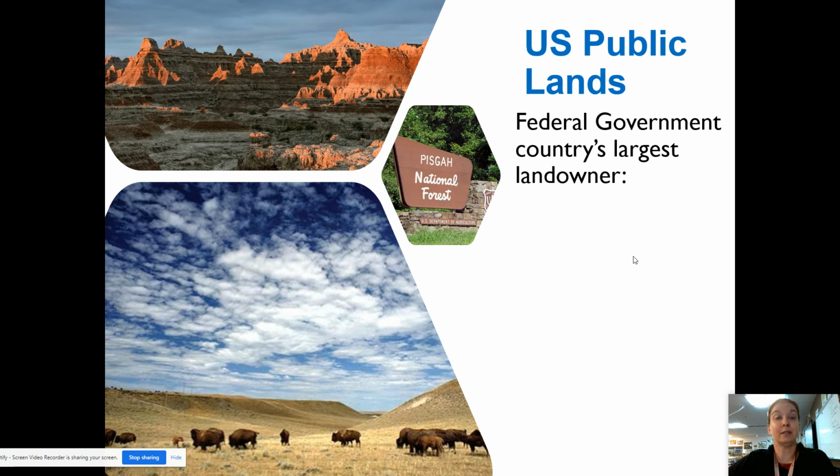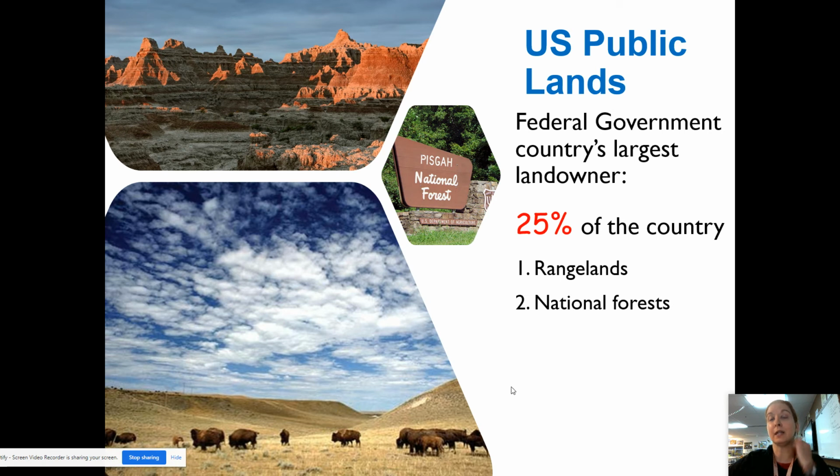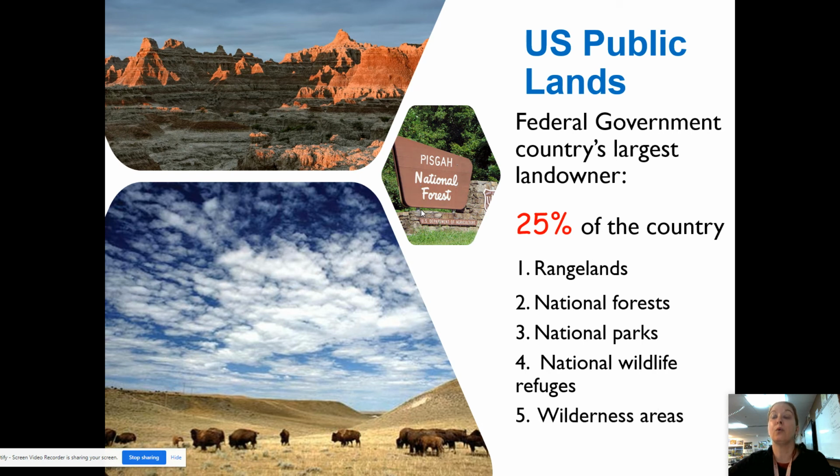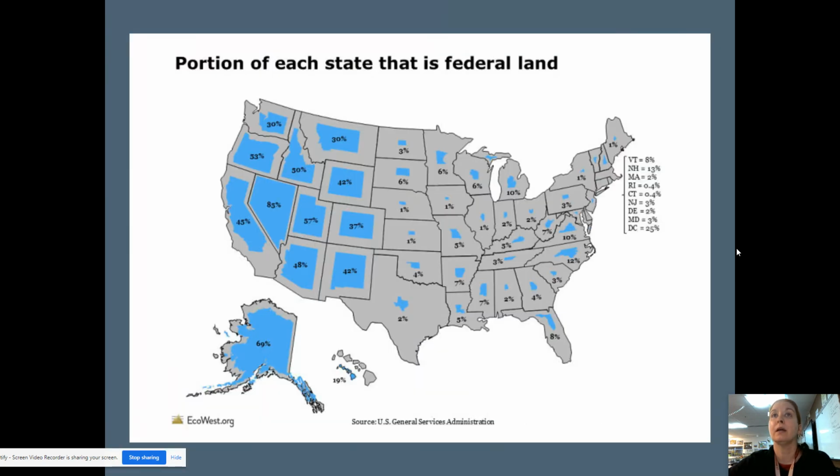So the federal government is the country's largest landowner. 25% of the country are either rangelands like this, national forests, national parks, national wildlife refuges, or wilderness areas. They are all owned and controlled by the federal government, and they are in charge of keeping them proper. This is kind of interesting. Portion of each state that is federal land. We just have a little bit here in Indiana. The west part of the United States has a whole lot. A lot of Alaska is this. So just something kind of cool.